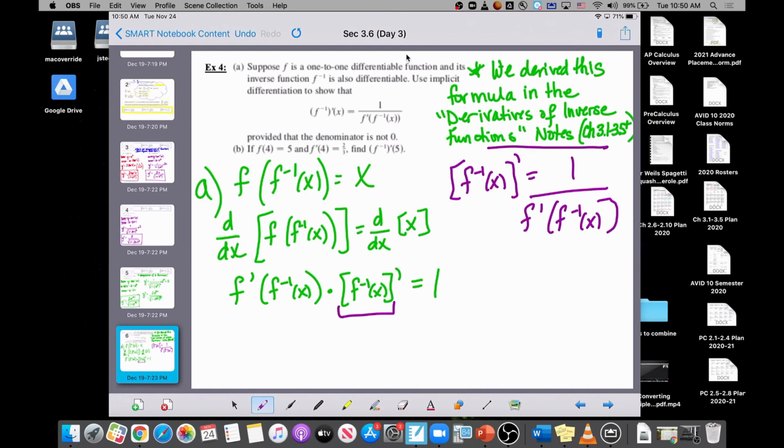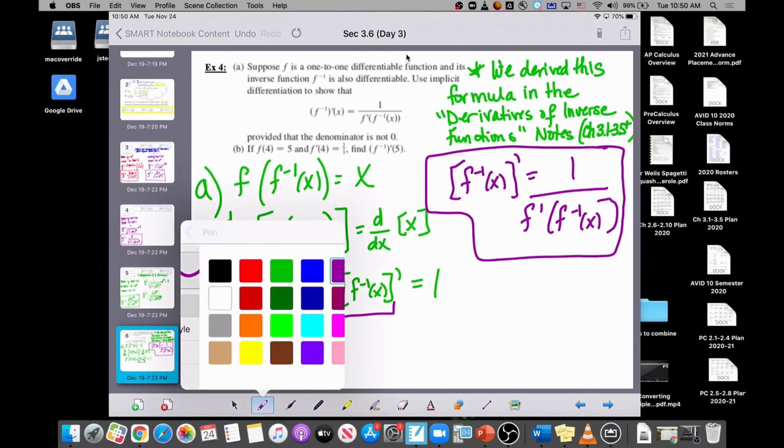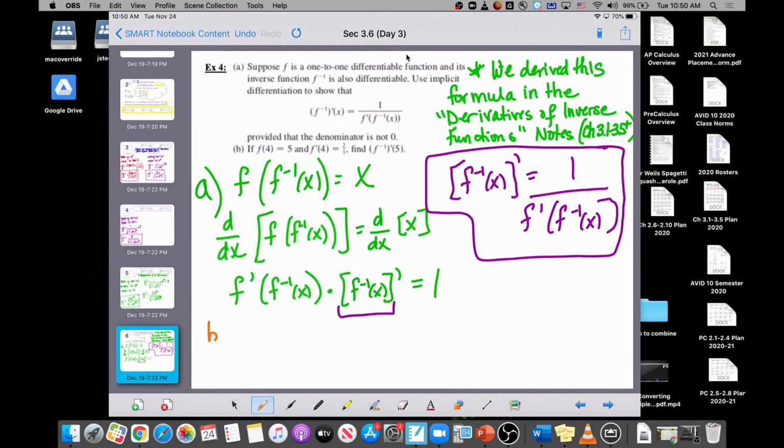Then part B asks us to use this equation that we just developed and says if f of 4 equals 5 and f prime of 4 equals 2/3, find f inverse prime of 5. Okay? So first of all, for part B, if f of 4 is equal to 5, then f inverse of 5 is equal to 4. Okay, and that's just based on the definition of an inverse.